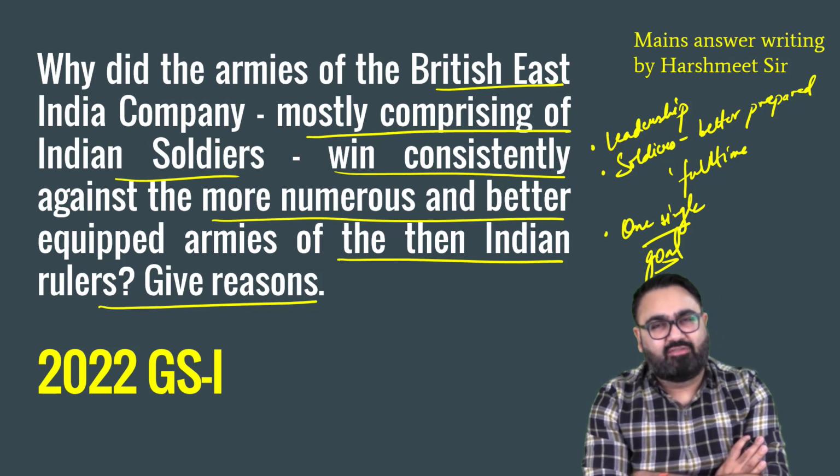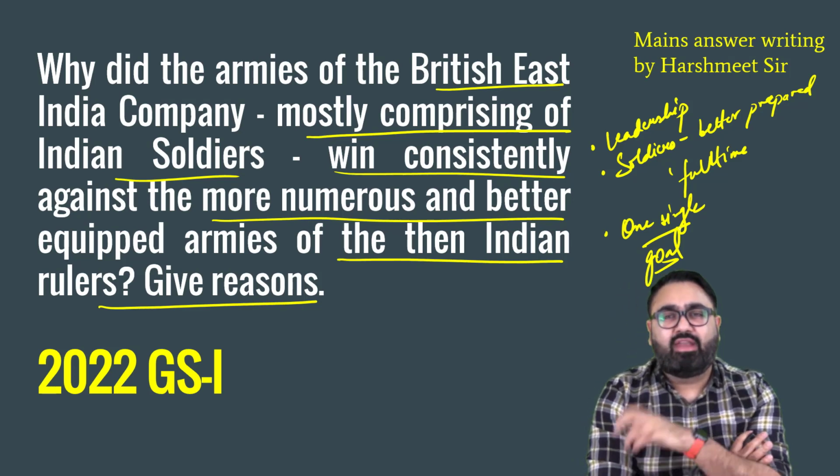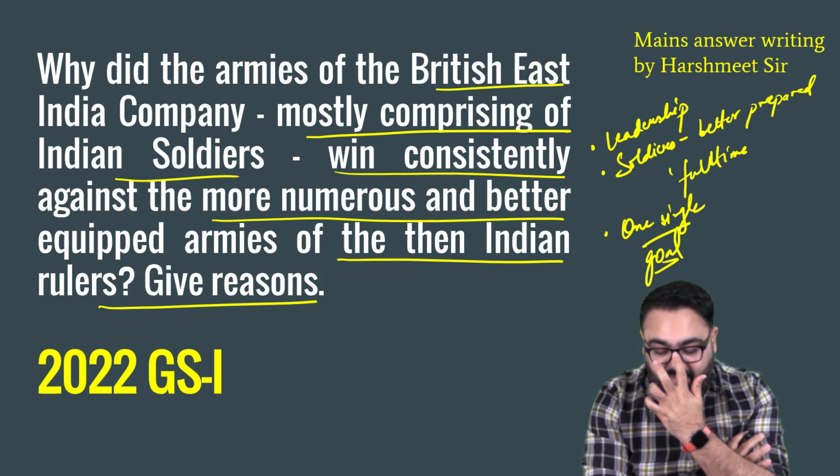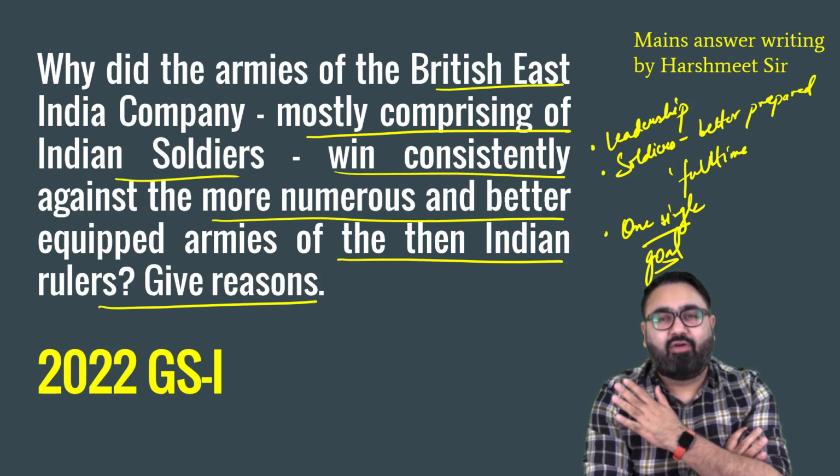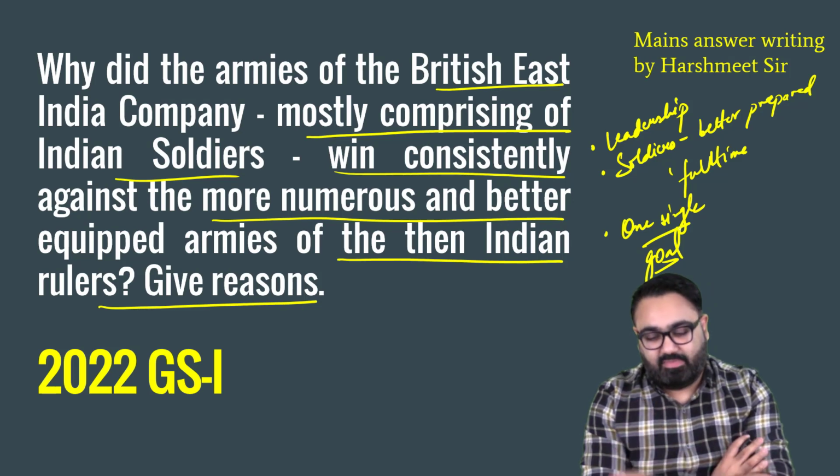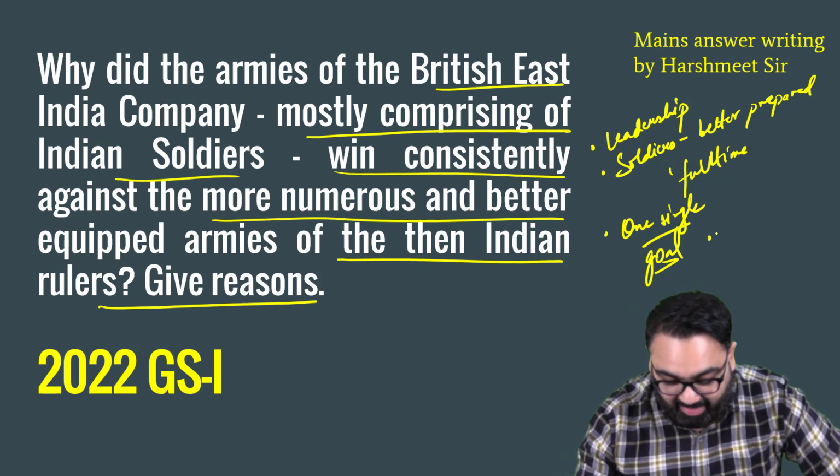Some rulers were fighting for some other agenda. So there was not a very common front. Rather than everyone fighting together, they were actually fighting all by themselves. The British also had, many times, better technology.